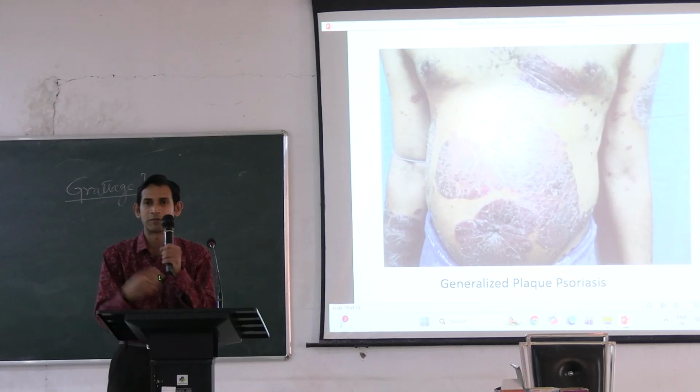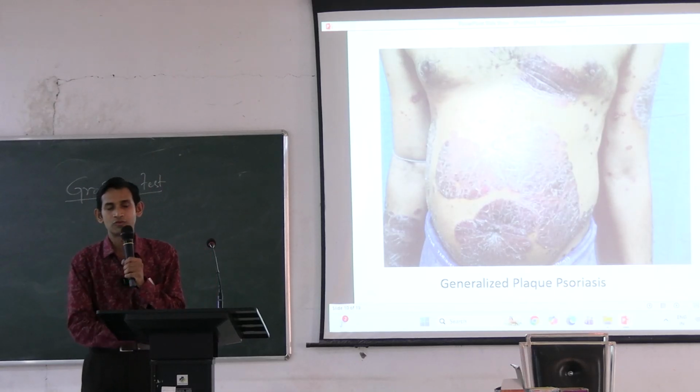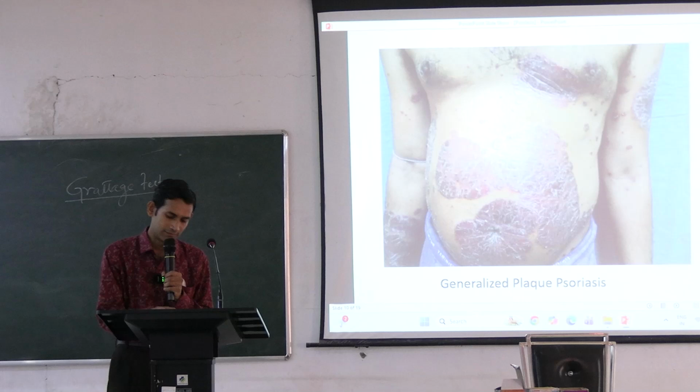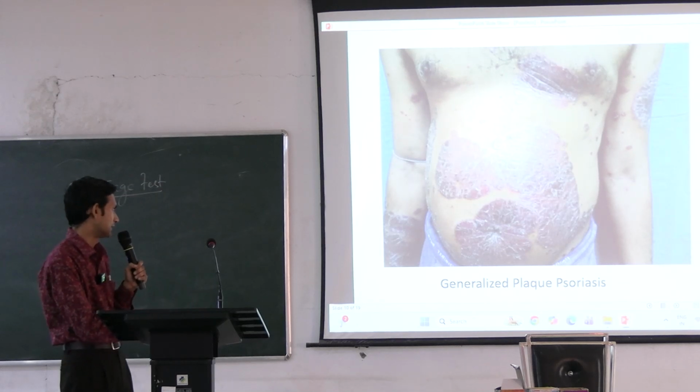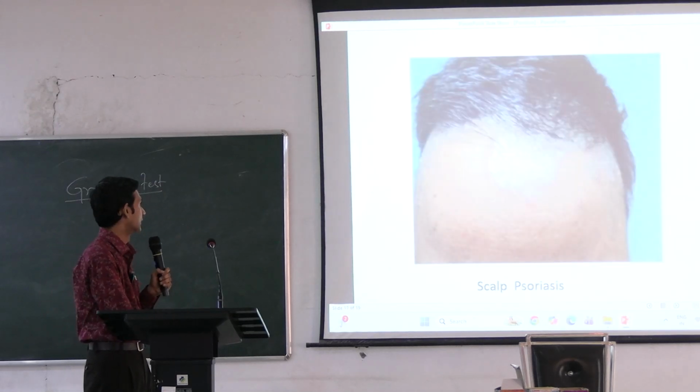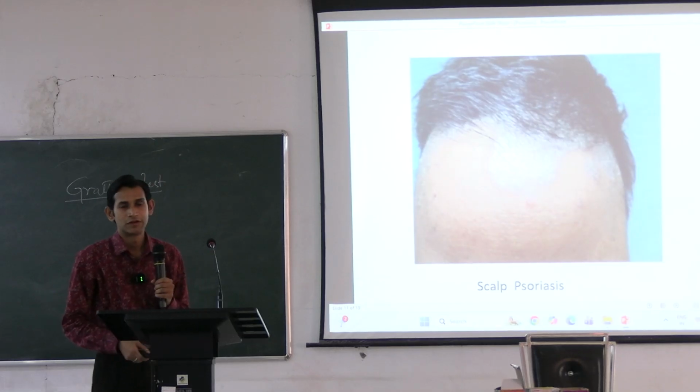Localized means localized to a particular area, localized to the elbows or localized to the knee joint. But this is a case of generalized plaque psoriasis. Now coming to the scalp psoriasis, that is a localized form.